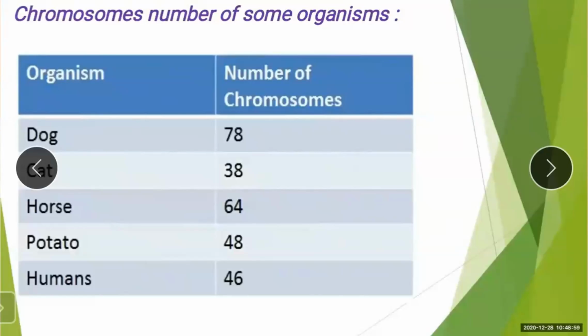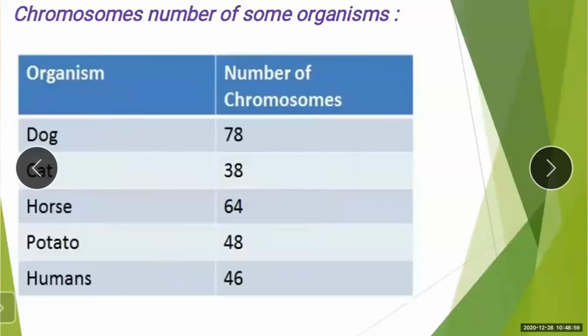So seeing this chart, you can understand that the number of chromosomes differs in each and every living organism. It is not that if we have 46 chromosomes, all the other organisms also have 46 chromosomes. It differs. And due to this reason only, each and every species on our earth, in our nature, is different from each other. Not a single species is similar to another. Some characters are the same, but they are not alike.